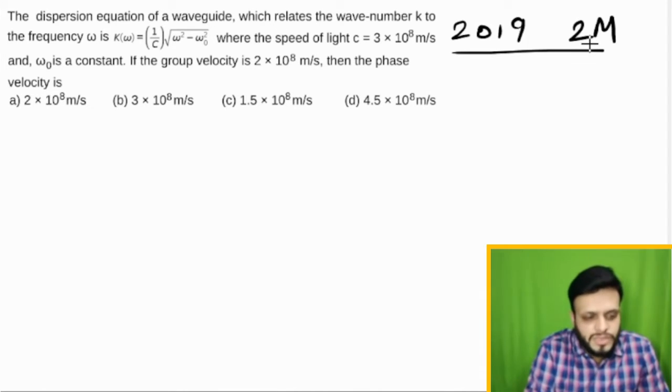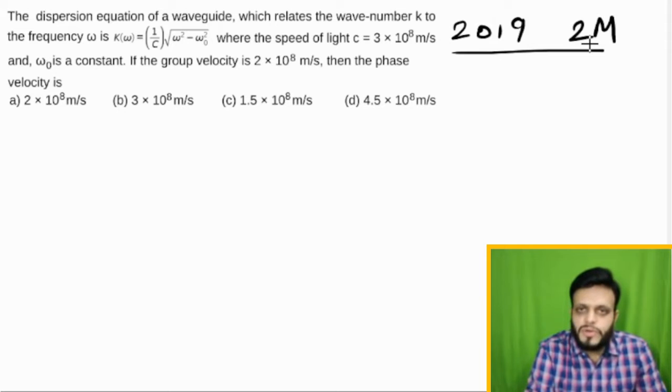The dispersion equation of a waveguide, which relates the wave number k to the frequency omega, is k of omega equals 1 over c square root of omega square minus omega naught square, where the speed of light c is equal to 3 into 10 power 8 meters per second, which is a universal constant, and omega naught is a constant. If the group velocity is 2 into 10 power 8 meters per second, then the phase velocity is.